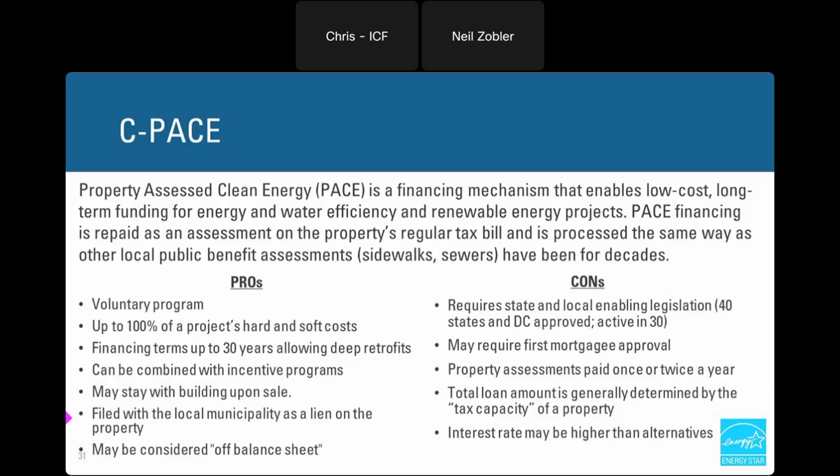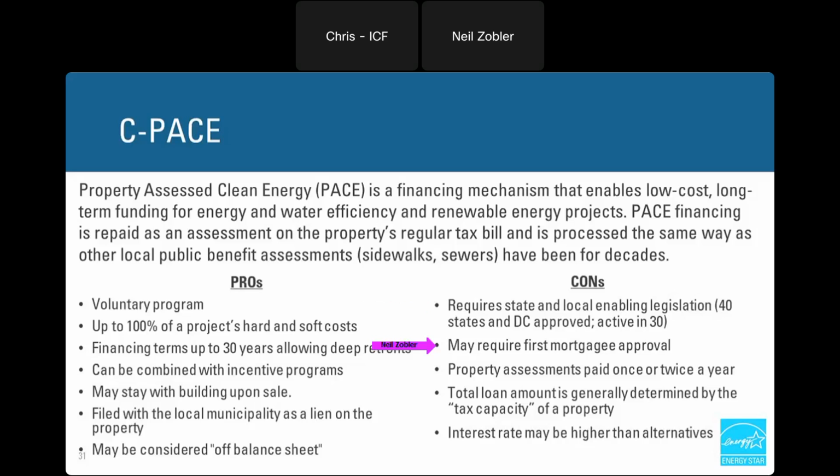And of course, it's filed with the local municipalities as a lien on the property. This does require state law enabling legislation. Currently 40 states and DC have approved it. It's currently active in 30 states. The sticky point here is requiring first mortgagee approval. So if you've got a mortgage on your property, you may have to get the lender, the mortgagee, to allow you to enter into this agreement.